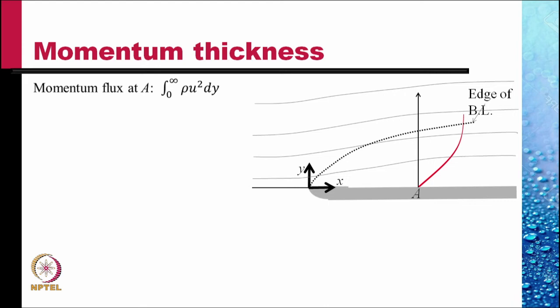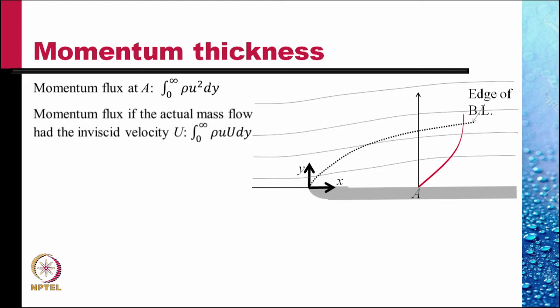across the boundary layer. Now, the momentum flux, if the actual mass flow had the inviscid velocity capital U, would have been the integral from 0 to infinity of rho u U dy. That is the mass flow rate rho u dy multiplied by the inviscid velocity capital U. This results in a deficit of momentum flux of rho u times (capital U minus u) dy integrated.